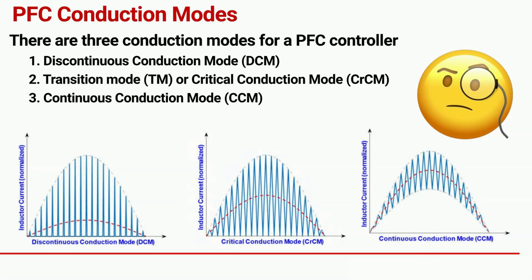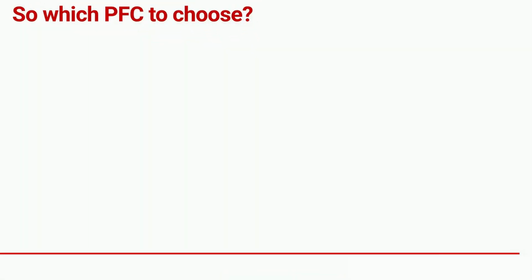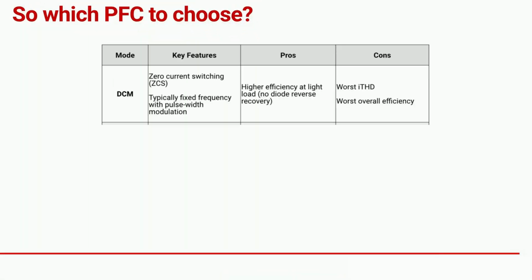So what is the difference between these different modes of operation? Knowing which controller to choose comes down to knowing the pros and cons of each approach. A DCM PFC has 0 current switching and is a fixed frequency topology. The biggest pro to this type of PFC is that it will have the best light load efficiency. The downside is that it has the worst THD and overall efficiency.